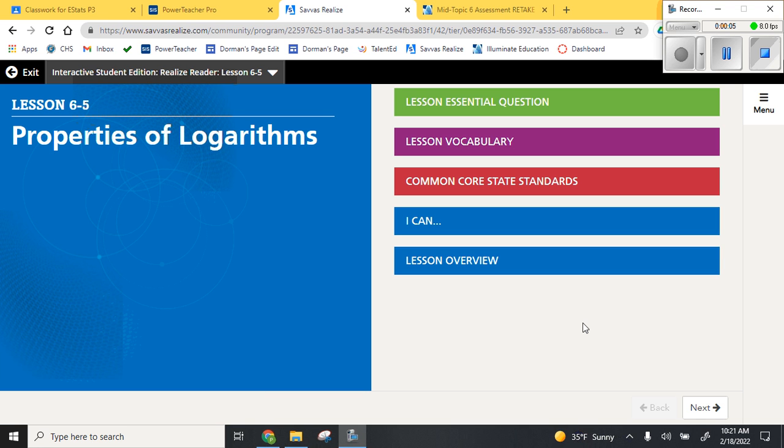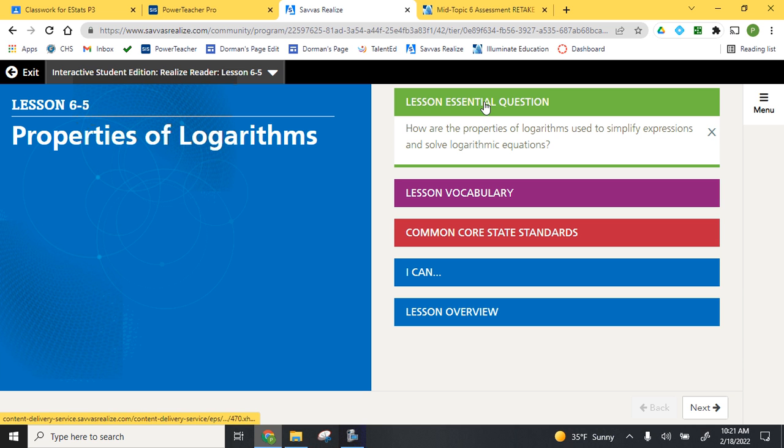We're going to be talking about properties of logarithms today. It's going to be amazing. Our essential question today is, how are properties of logarithms used to simplify expressions and solve logarithmic equations?